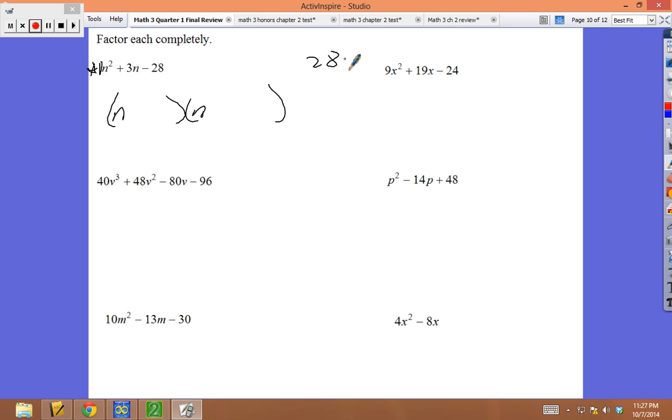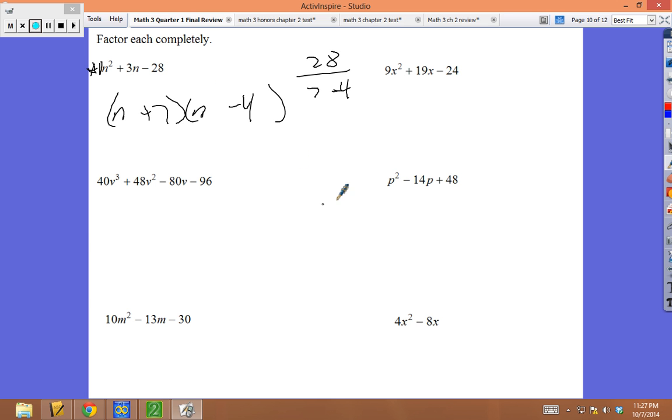So the options for 28 are, we're going to use 7 and 4. 7 times 4 gives you 28, but it needs to be a negative 28. So one of them's got to be negative. You're going to go with the negative 4, because when you add them, they give you 3. So that's going to be plus 7 and minus 4.